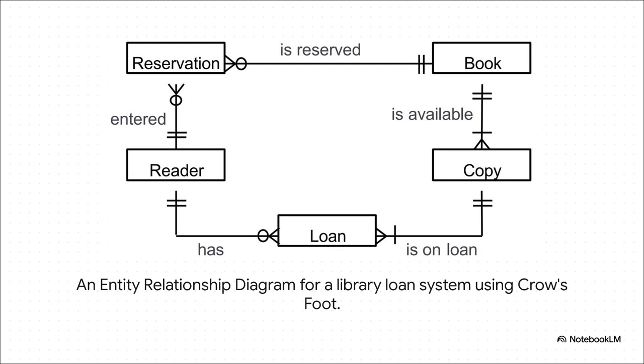Makes sense, but let's really focus on the cardinality between reader and loan. If you follow the line connecting them, the symbols tell us that a single reader can have 0 or more loans. And that makes sense, right? A brand new member might not have borrowed anything yet. Now let's look at it from the other direction. A loan must belong to exactly 1 reader. You can't just have a loan floating around in the system without a borrower. This precise notation is what models the critical business rules of the library.